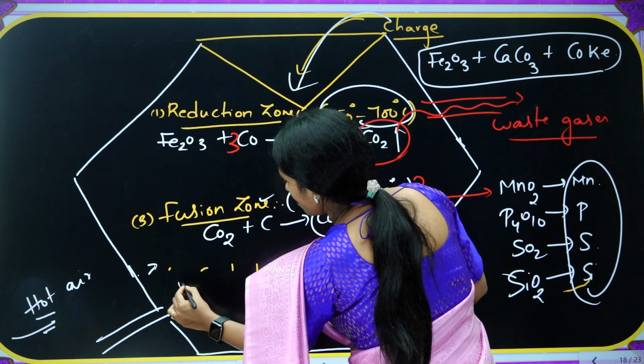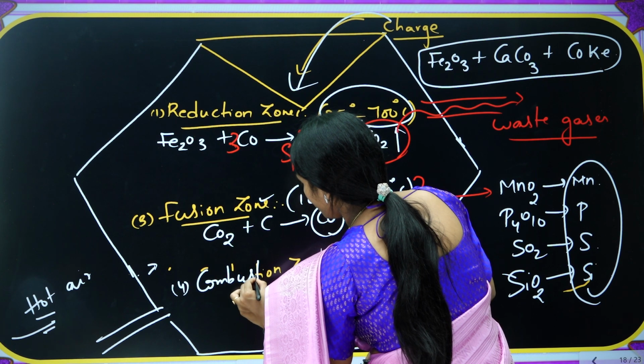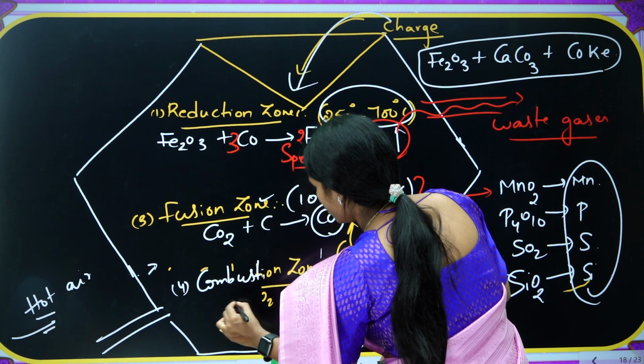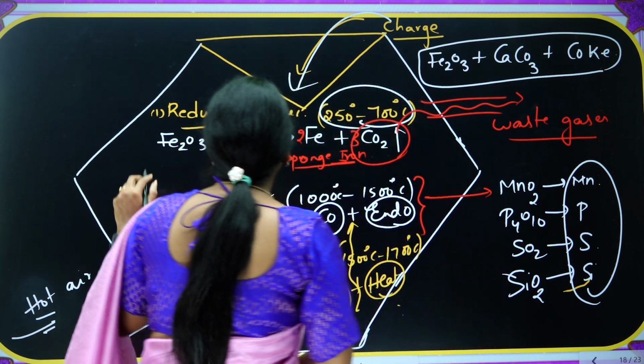Okay, this is the combustion zone, right? Combustion zone, step by step. If you want, you can rewind one more time: C plus O2 gives CO2.